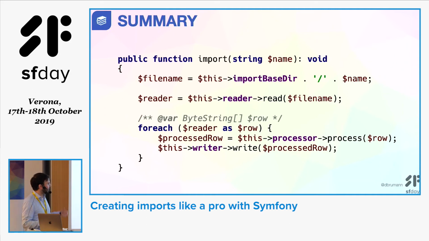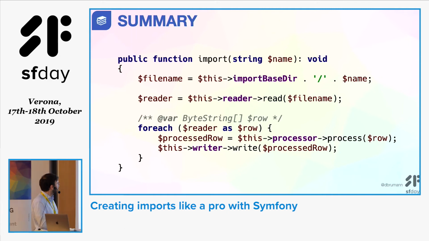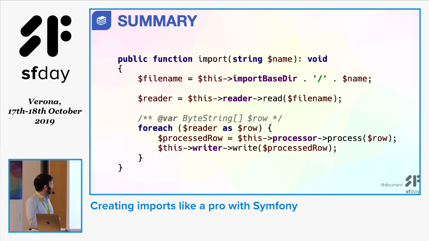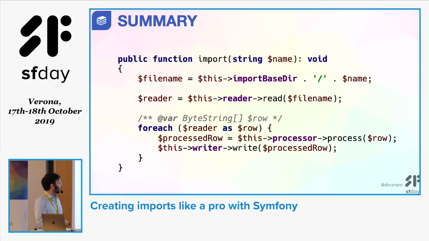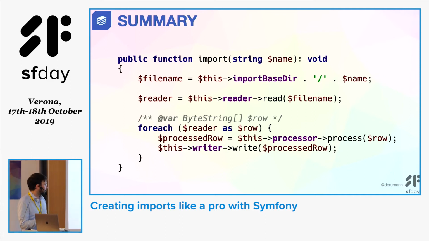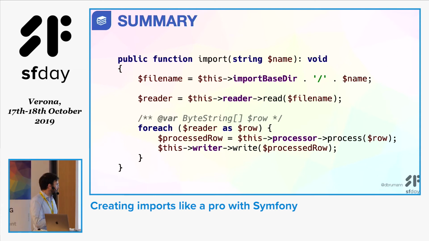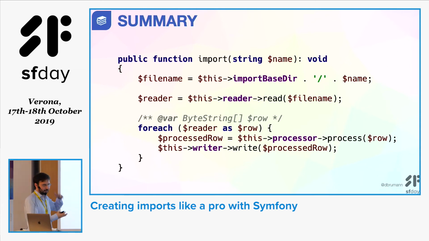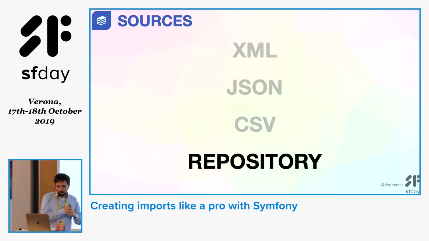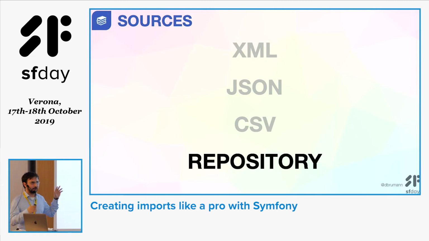You have the reader itself that will give you back the generator, so you don't actually get the data back, and then once you foreach over this generator you get back the row, which is our byte string array that we yielded, and then we can process each row and write each row. This is obviously not a PSR thing because I'm writing each line by itself. It just had to fit on a single slide. All right, so this is all about the file-based systems for reading those.